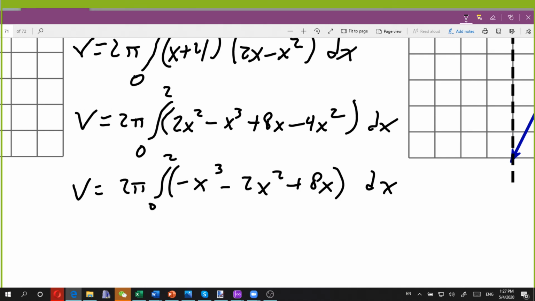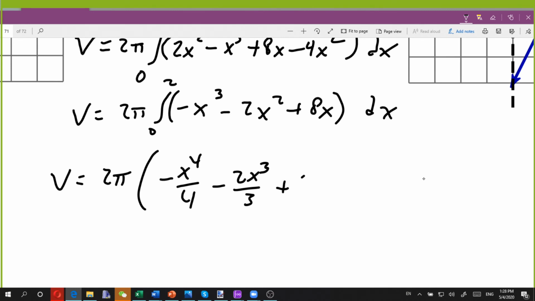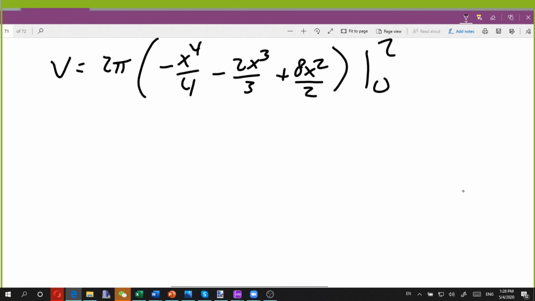Okay, next on the order is Kyle. Kyle, what happens when I integrate? So it's negative x to the power of 4 over 4 minus 2x cubed over 3 plus 8x squared over 2. So 4x squared. Okay, awesome. From 0 to 2. Go ahead and do your simplifying you just did.